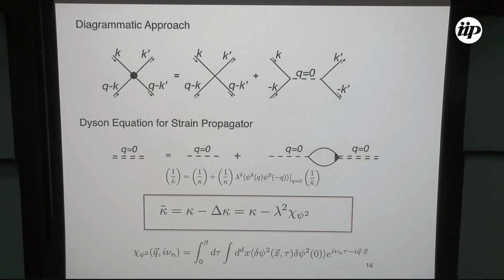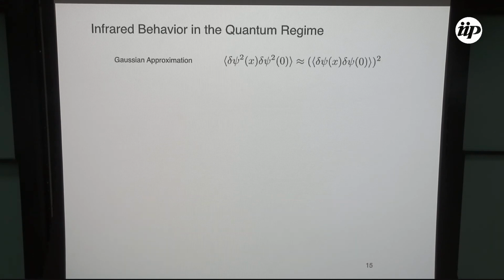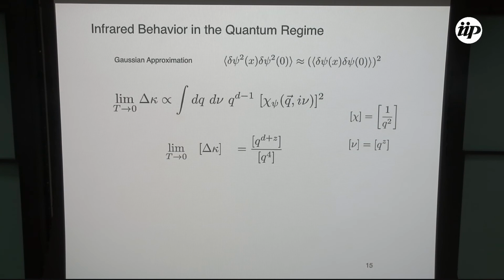So, classically, for this very simple case of a scalar order parameter and isotropic elasticity, we always have a first order transition. What happens quantum mechanically? Well, the best way to see what happens quantum mechanically is to look at the long wavelength behavior of this correction. We can look at it in the Gaussian approximation to tell us what's going on at long wavelengths, and we can do basically power counting.